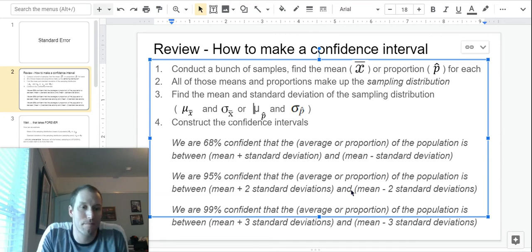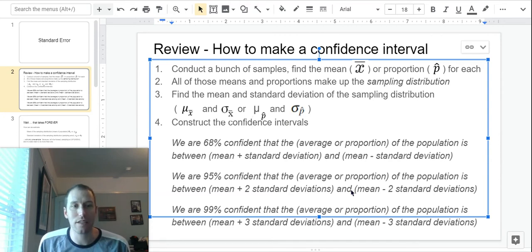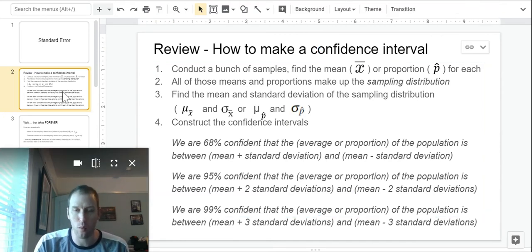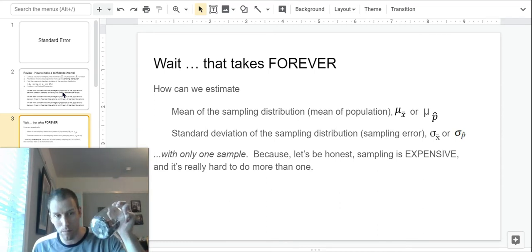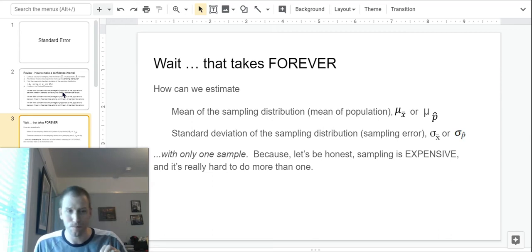But that method sucks. And it sucks because in order to make that method work, we've got to conduct like a few dozen samples. Sampling is expensive. Sampling is time consuming. Sampling takes a lot of resources. This is not actually how people do it because it's the gold standard, but it's really hard to do and really expensive. So we really want a way to estimate this using only a single sample, not many samples. And that's what this slide is all about.